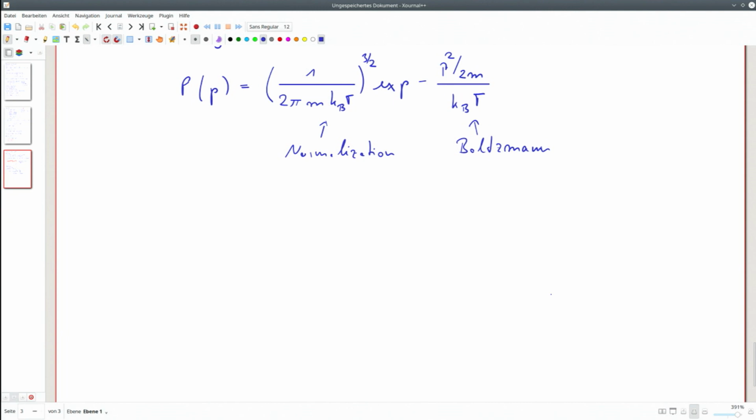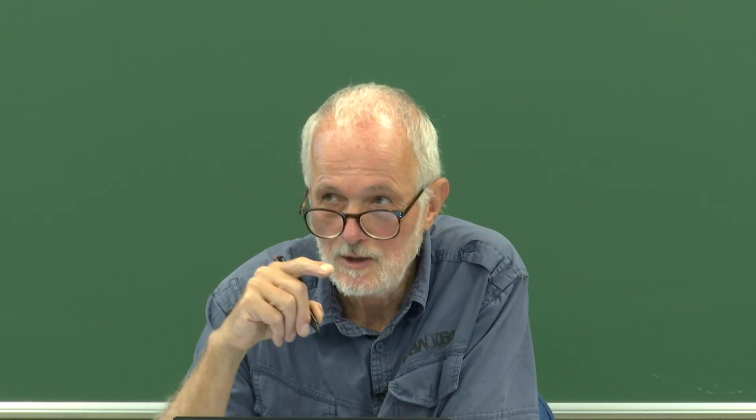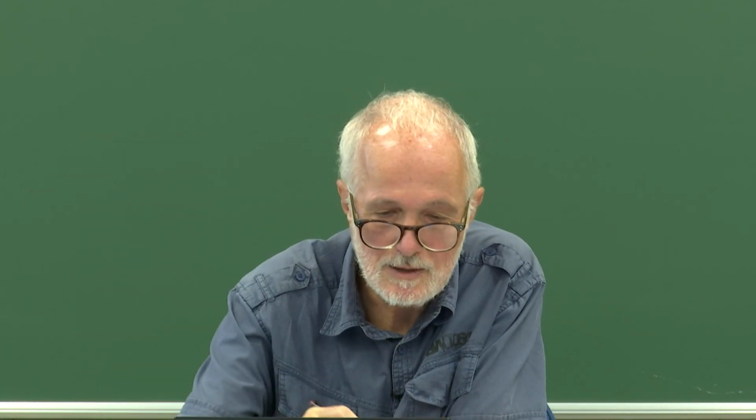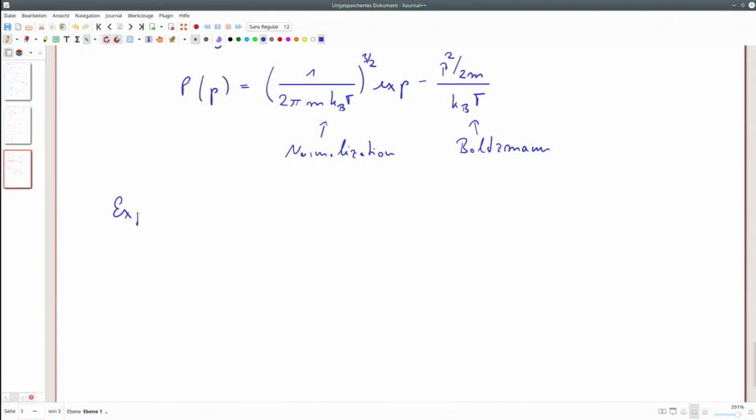If we have such a probability distribution, we can look at its expectation value. The expectation value for P itself is 0. Fluctuations in one or the other direction cancel out, but the P squared is interesting. And P squared, apart from this factor 1 over 2m, is the kinetic energy.